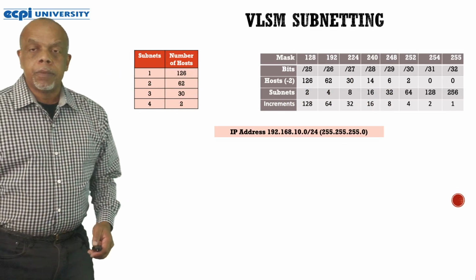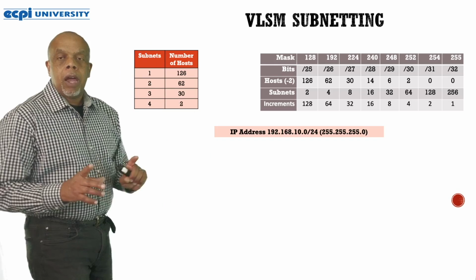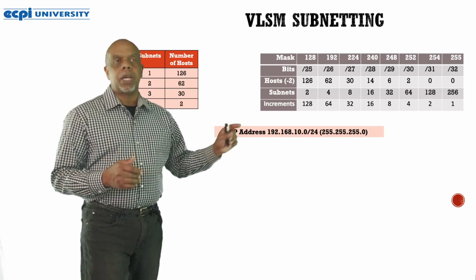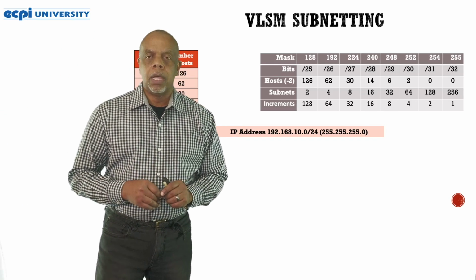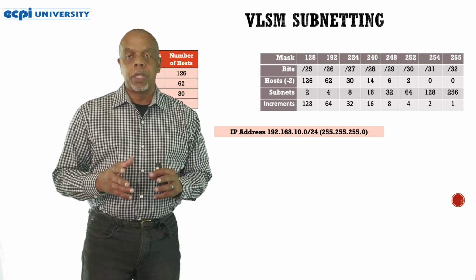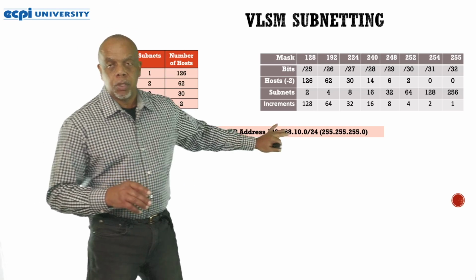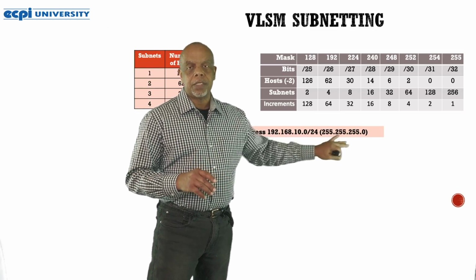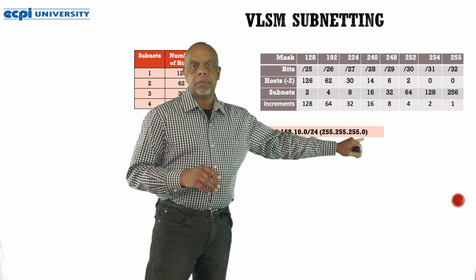So let's do the subnetting. All right, we're going to use an IP address of 192.168.10.0 and a CIDR /24. That tells us that is going to be 255.255.255.0. 8 plus 8 plus 8 is 24.